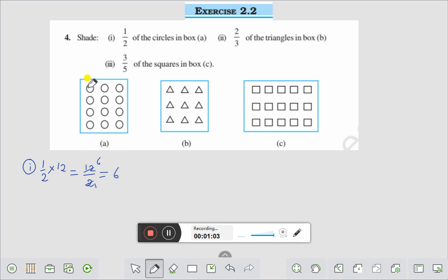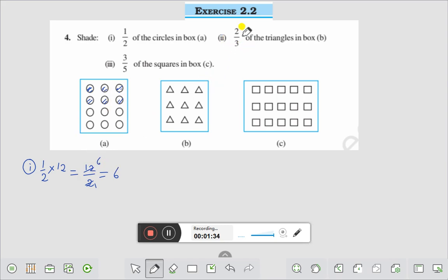Let us set this one. 1, 2, 3, this is 4, this is 5, this is 6, right? Here we have set 6 circles out of this.